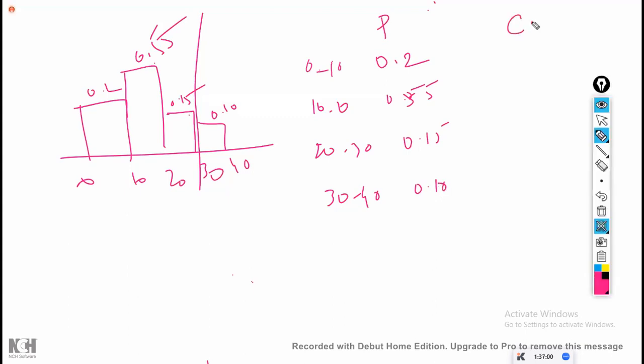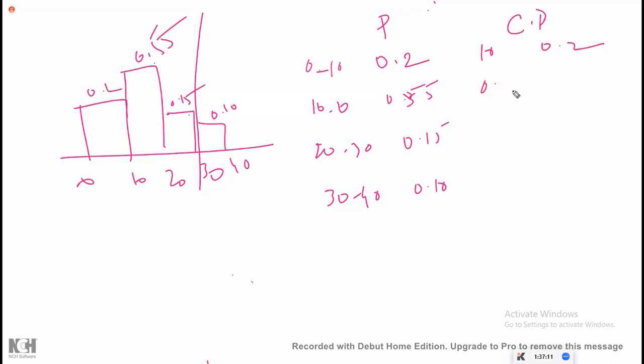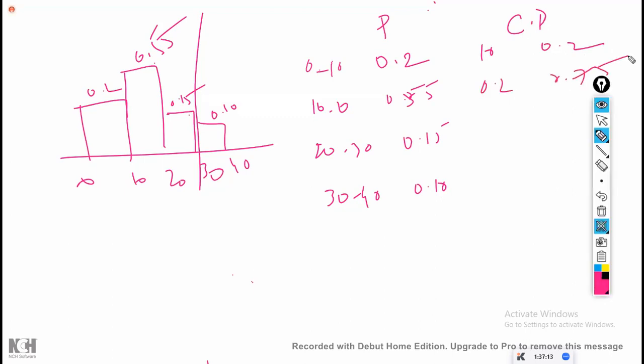Now, cumulative probabilities. Cumulative probabilities means up to 10. Up to 10, what is the cumulative? 0.2. Up to 20, what is the cumulative? 0.75. Up to 30, what is the cumulative? 0.9. Up to 40, what is the cumulative? 1. This is called cumulative from the start to the end.